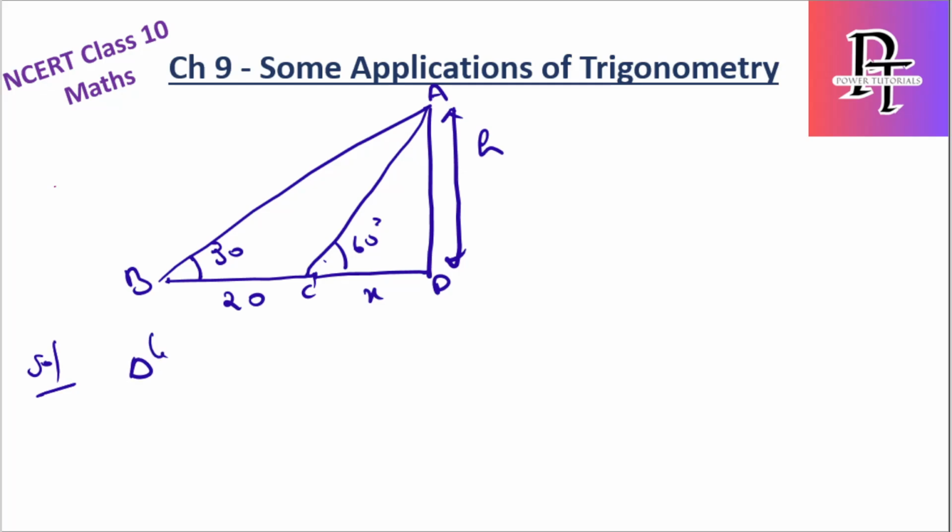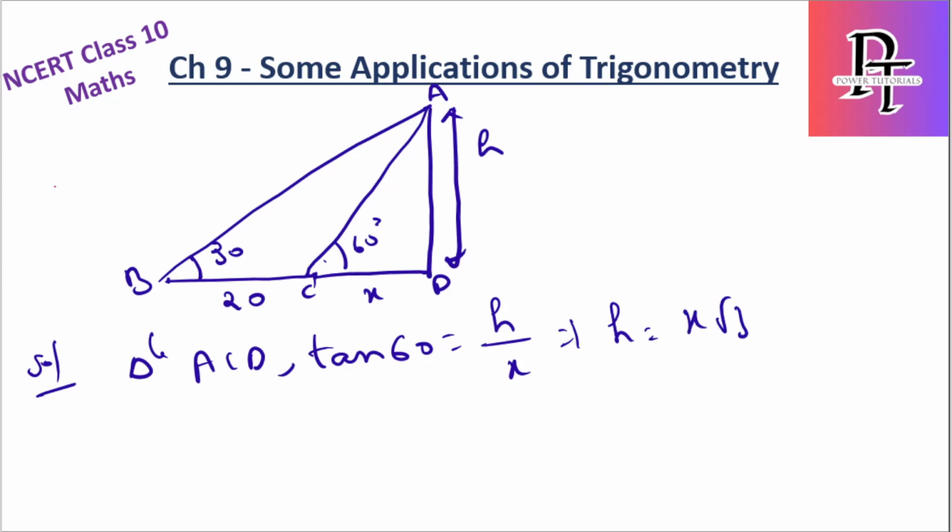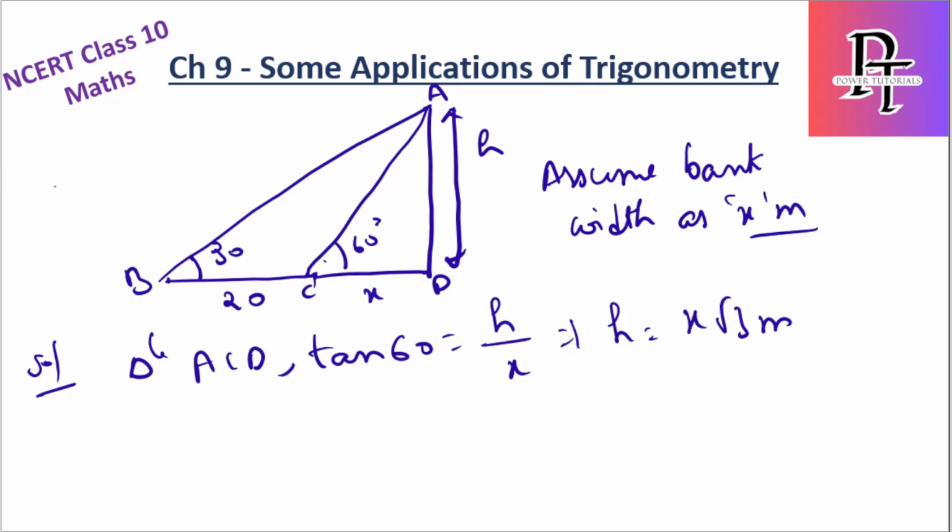As usual I will start with the small triangle first. For triangle ACD, tan 60 will become opposite by adjacent side, opposite is h, adjacent is x. So h becomes, tan 60 is root 3, so x root 3 meters. Here you can write, assume the river bank width as x meters.